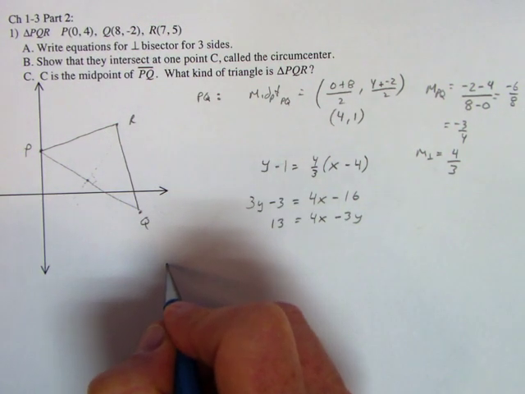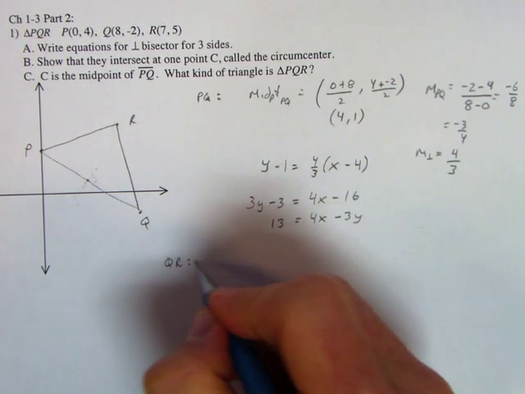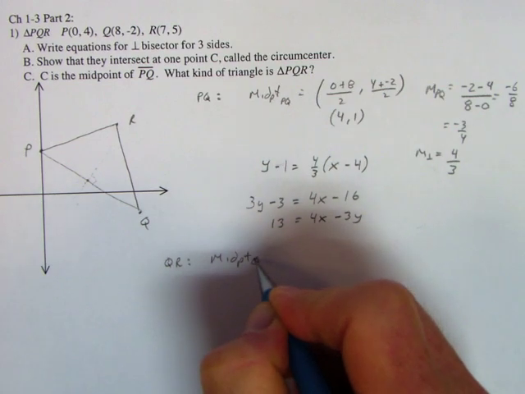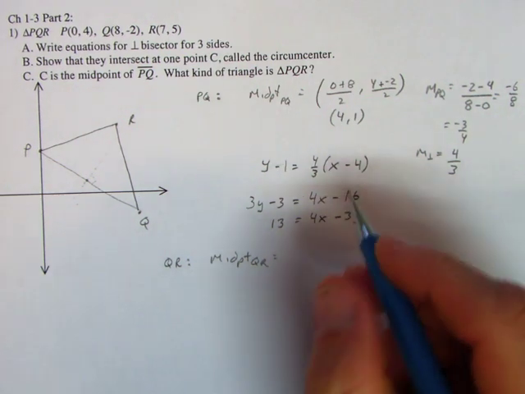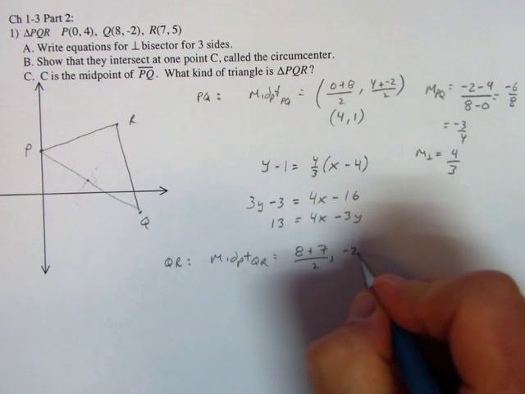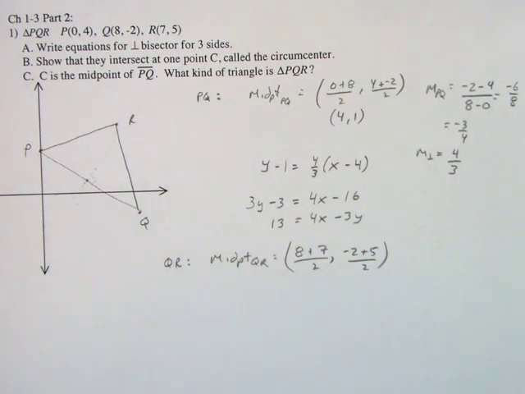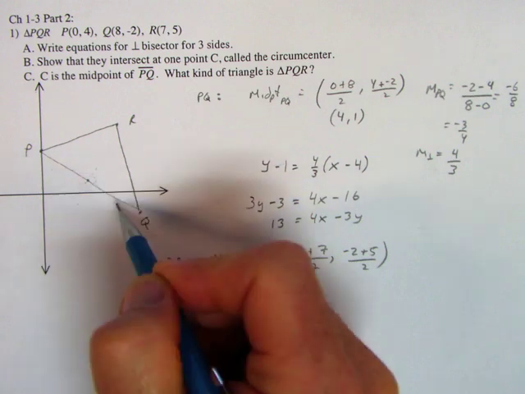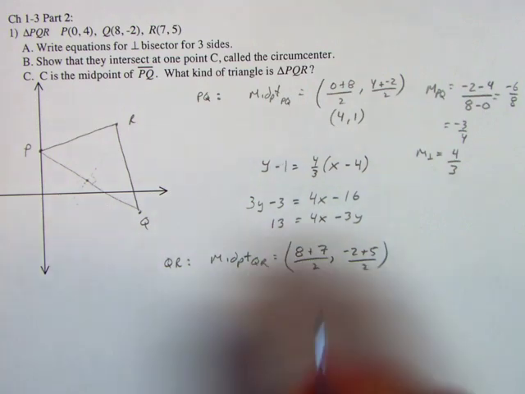Next one, let's do QR. What do we need for that one? We need the midpoint of QR. Once you start getting it down and seeing what you need, it can go a lot faster. So we have 8 plus 7 divided by 2, -2 plus 5 over 2. But the only way it's going to go faster is if you know what these words mean. That perpendicular bisector, what are we finding? That midpoint, and then the perpendicular to that side. Similar for the altitude or the medians, once you know what you're looking for.